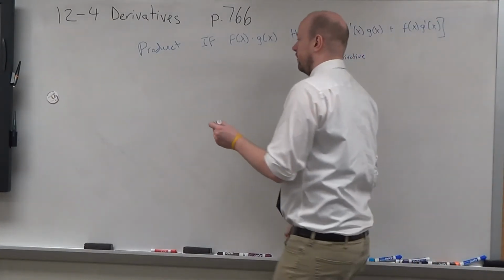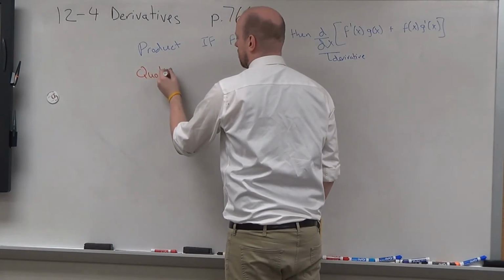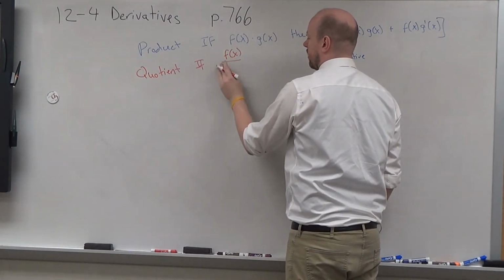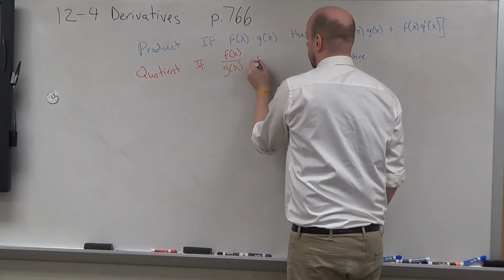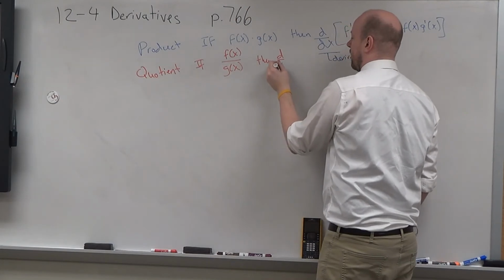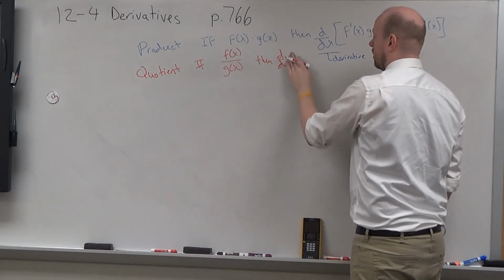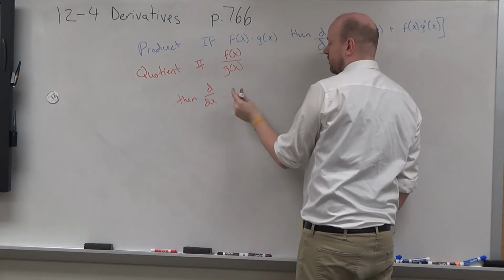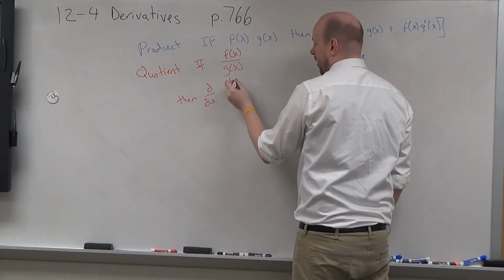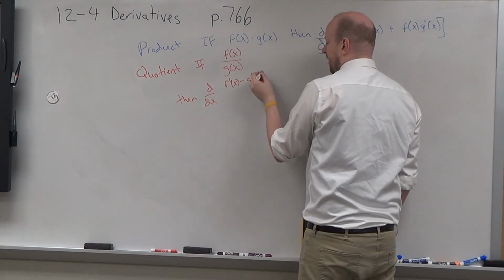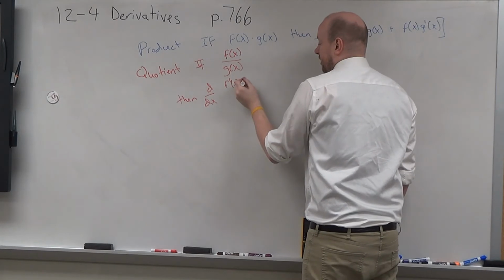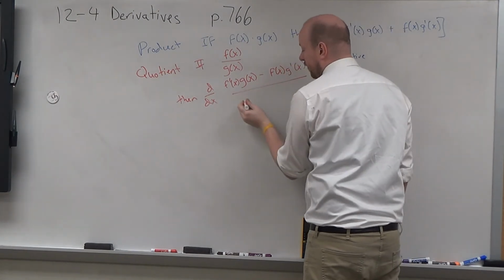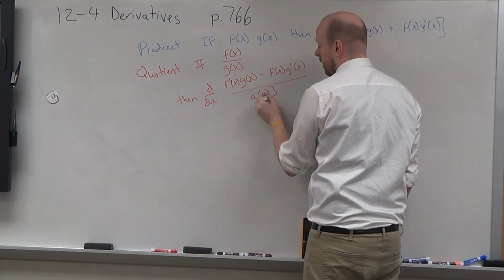Okay. The quotient rule. Remember, quotient just means dividing, so if I have f of x divided by g of x, then my derivative, d over dx, differentiation in terms of x, I get f prime of x g of x minus f of x g prime of x, all over g of x squared.